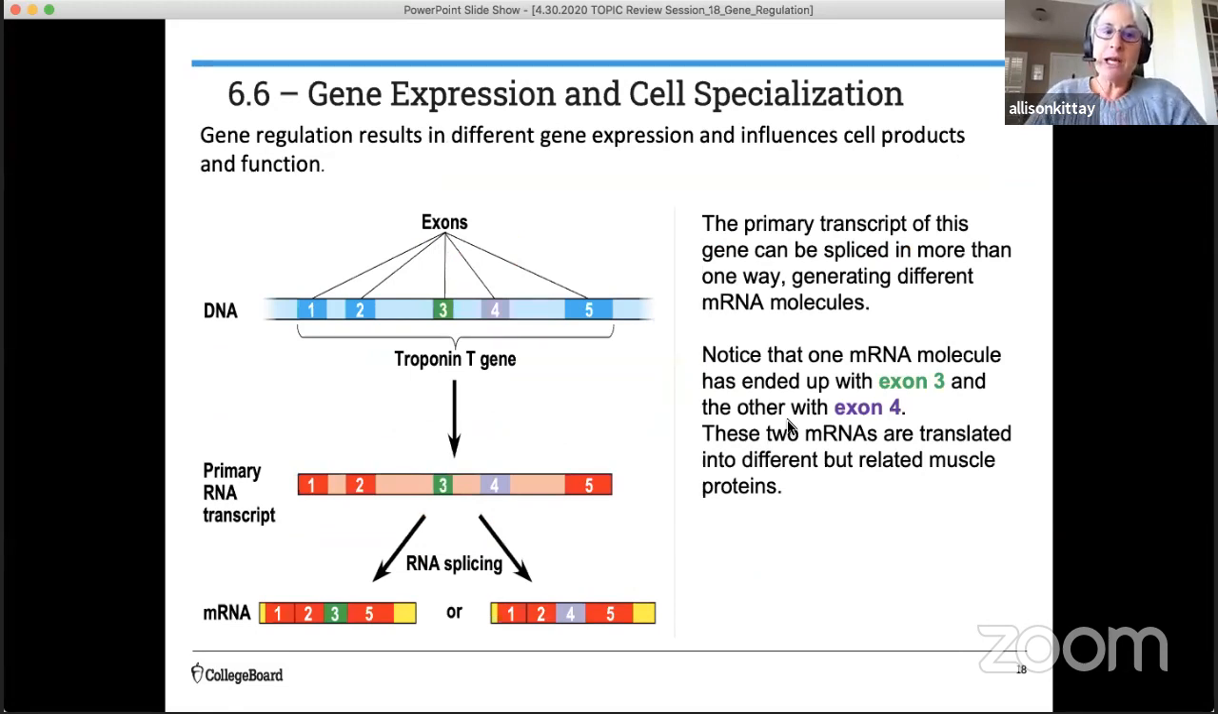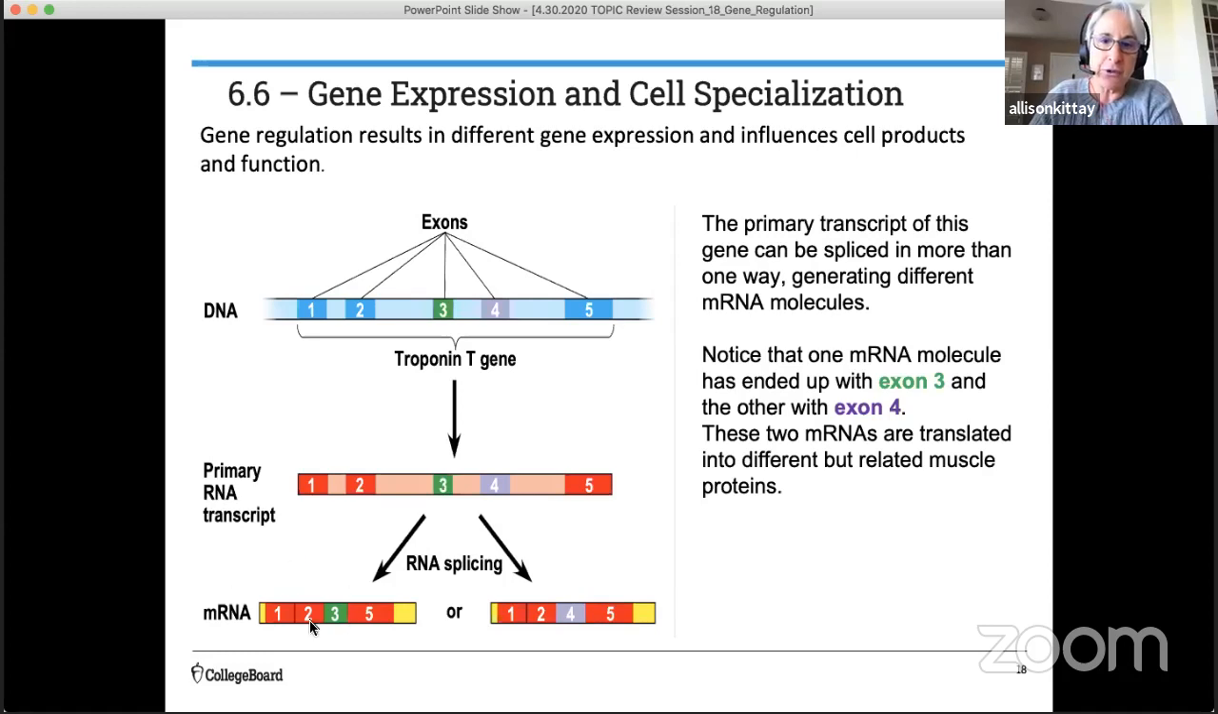So gene regulation results in different gene expression and influences different cell products. So let's take a look at, this is a gene for a muscle protein called troponin T. And we can see that it has 5 exons. So, right, these light blue are going to be introns and removed. So we're going to end up, after we do our mRNA processing, we are going to use these exons to put together, or splice, and we can put them together in different patterns. And this is called alternative RNA splicing.